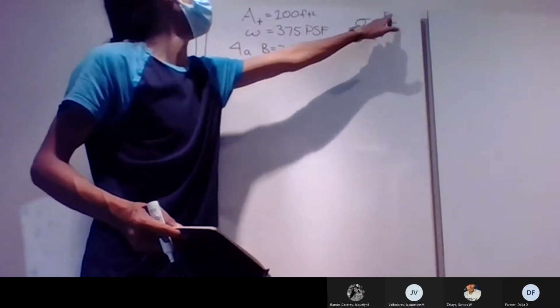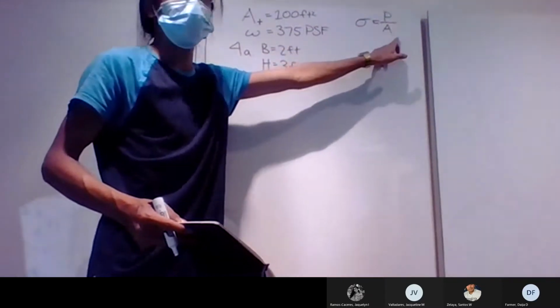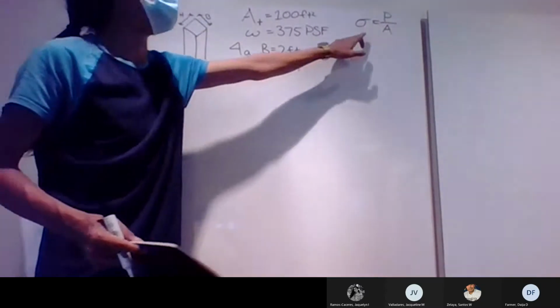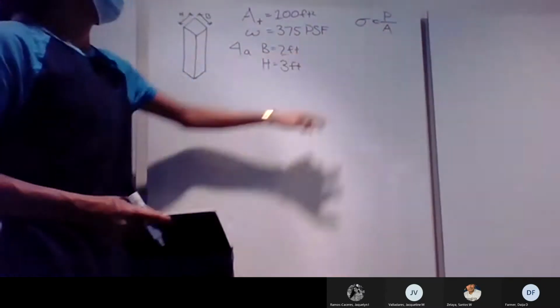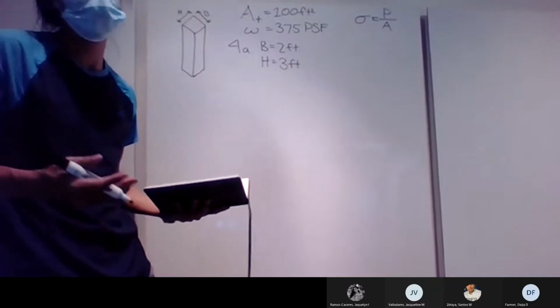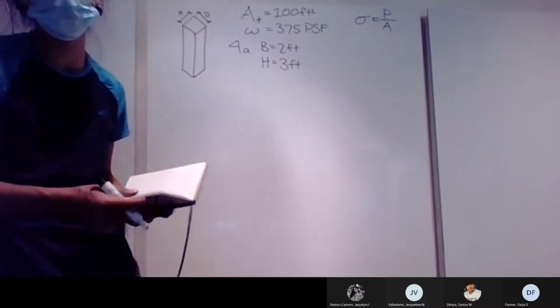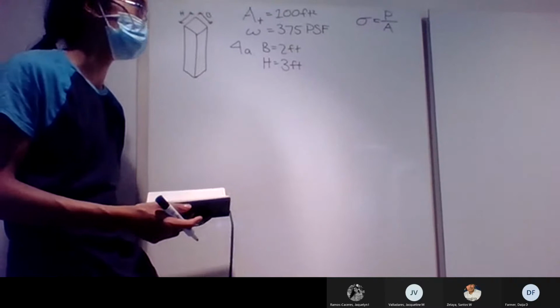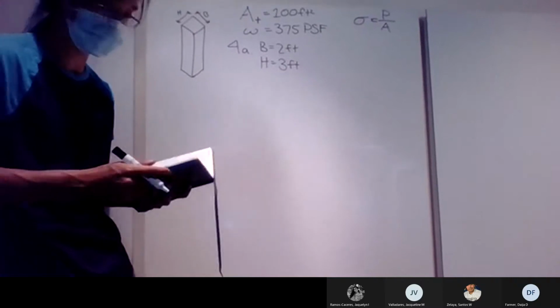A load over an area, a weight over a length squared, would be stress. So it would be kips per square foot, pounds per square inch, pounds per square foot, those types of units.